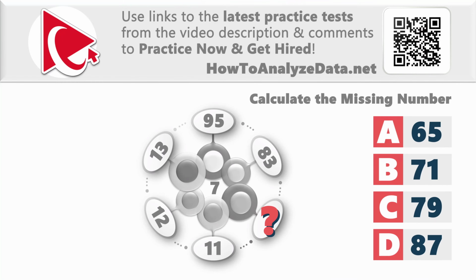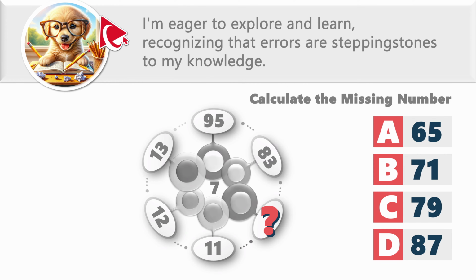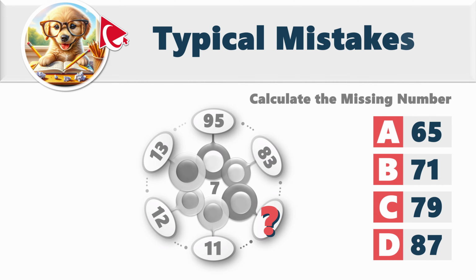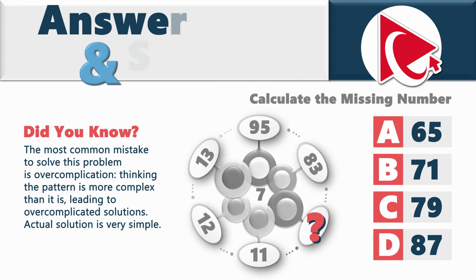And your attitude should be focused on trying and making errors. In fact, the best attitude is to try to stay eager to explore and learn, recognizing that errors are stepping stones to your knowledge. Speaking about the errors, the most common mistake to solve this particular question is overcomplication, thinking that the pattern is more complex than it actually is, leading to overcomplicating the solutions. The actual solution is real simple.